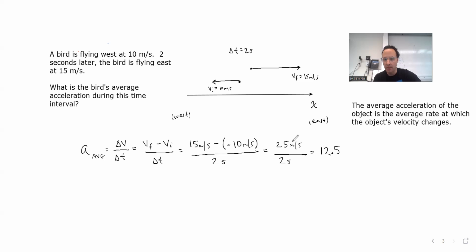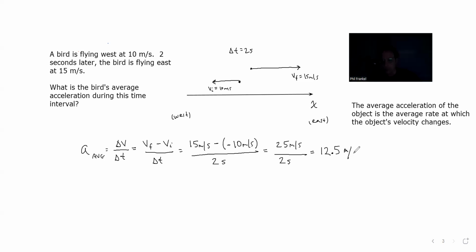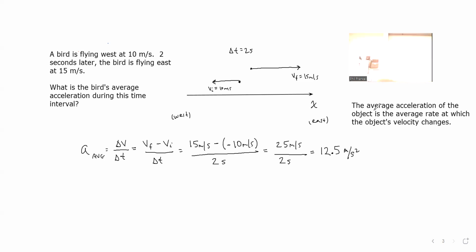Now take a look at the units. The units are meters per second per second. I can treat these units just like I would treat variables or numbers. So meters over seconds looks like this. The units are meters per second squared.